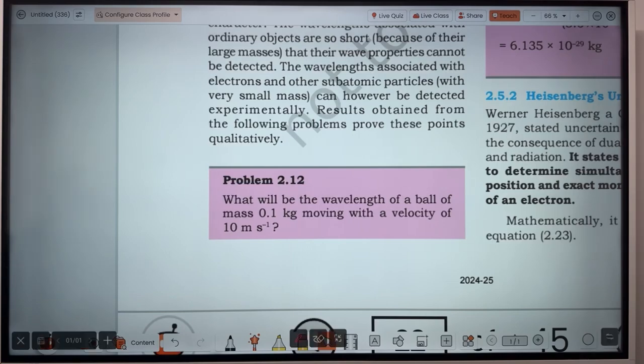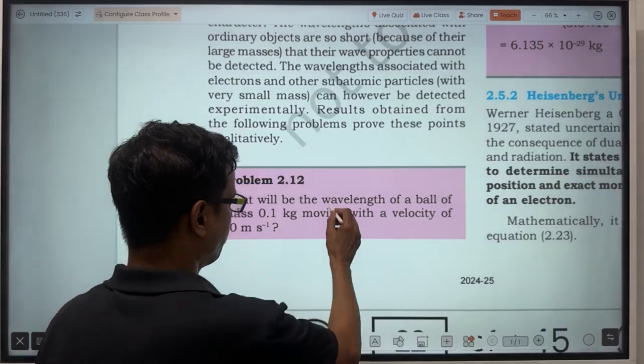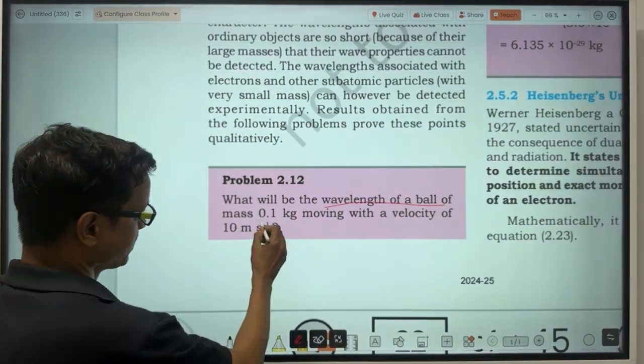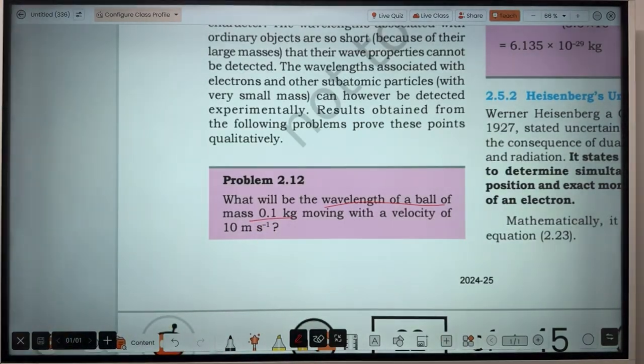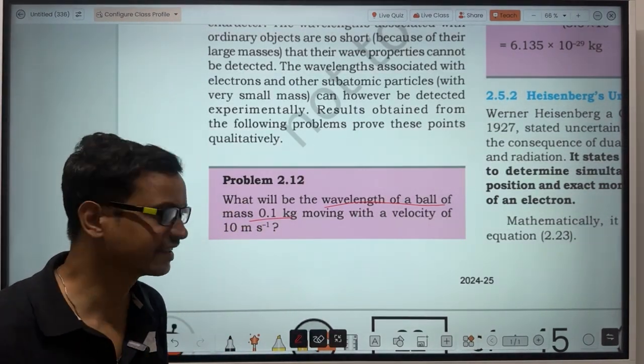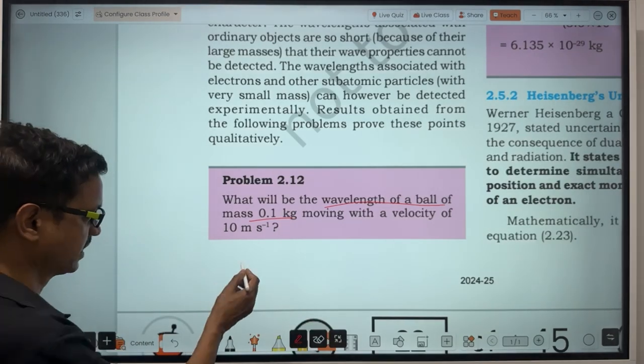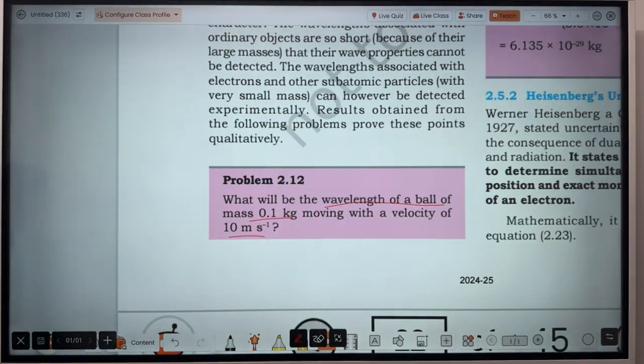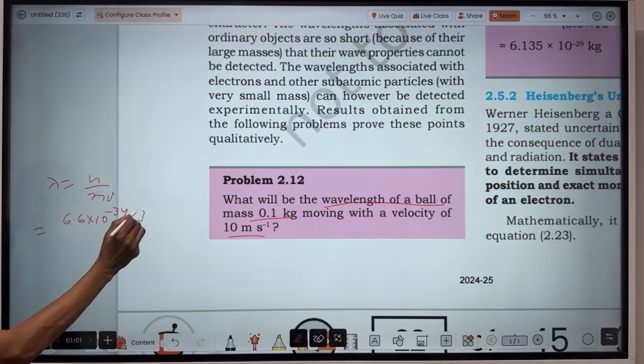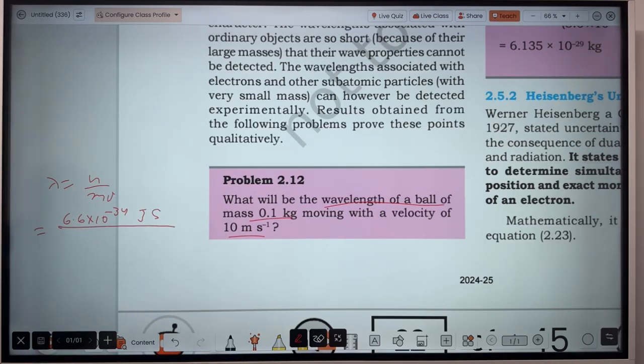It asks you to find the wavelength of a ball. The mass of the ball is 0.1 kg, that means 100 gram, and it is moving with a velocity of 10 meter per second. How to calculate? By de Broglie's equation, lambda equals h upon mv. Here h equals 6.6 into 10 to the power minus 34 joule second, divided by the mass 0.1 kg and velocity 10 meter per second.